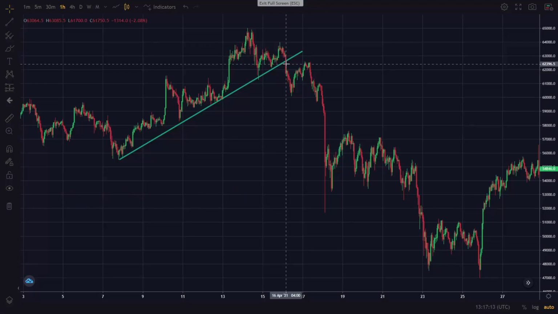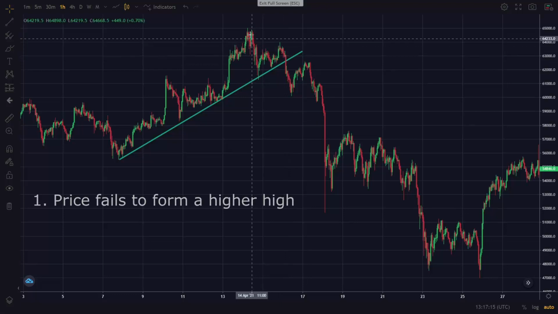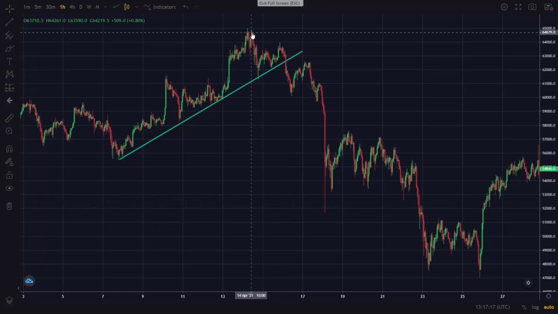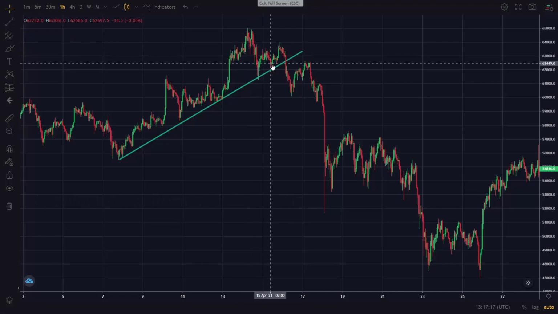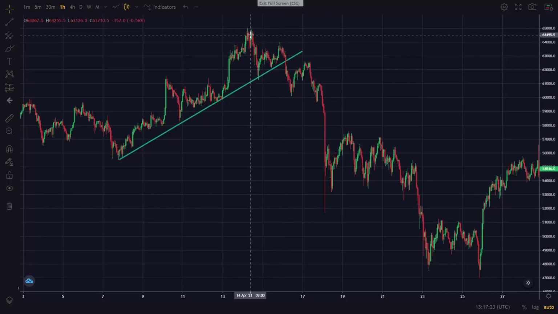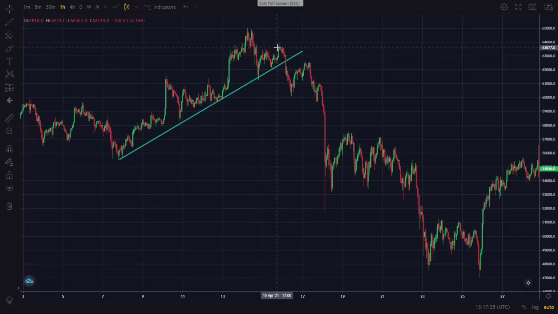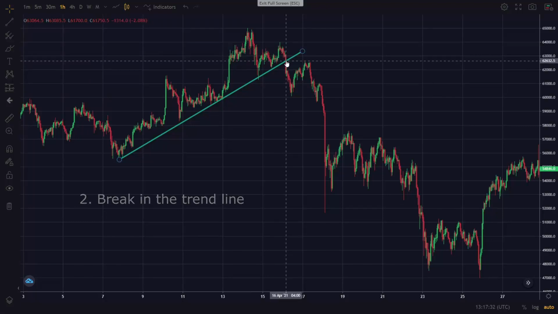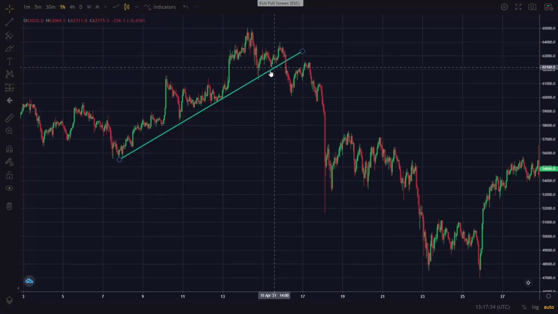First of all is when price fails to form a higher high. We can see this high here, and when the price comes down and bounces off the trend line, the next high is lower than this high over here. So that is the first sign of momentum loss. Secondly, we want to see a break in the trend line. And thirdly, we want to see a current downtrend.